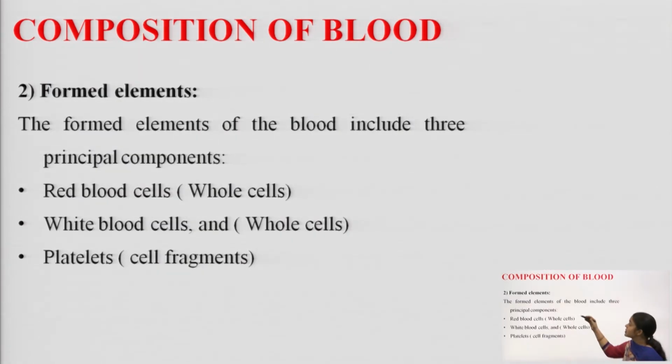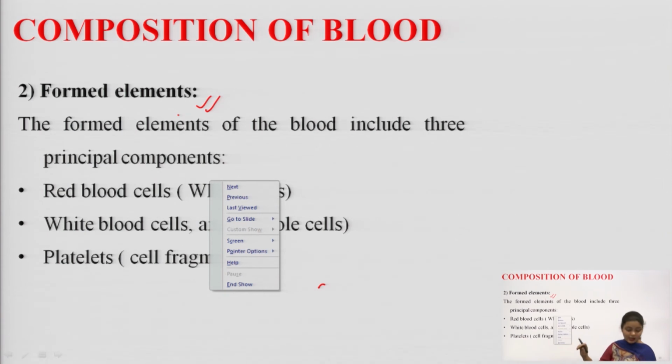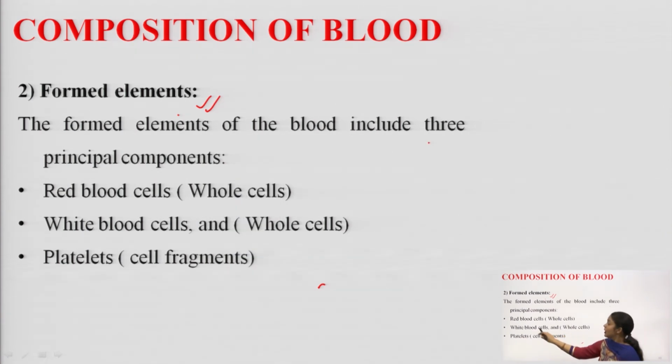Now come to the next part of the composition of your blood, that is the formed element. Blood consists of plasma and formed element. Now the second one is the formed element. There are basically three principal components in the formed element. They are the blood cells: red blood cells, white blood cells and the platelets. Out of which red blood cells and white blood cells are whole cells, while the platelets are cell fragments.